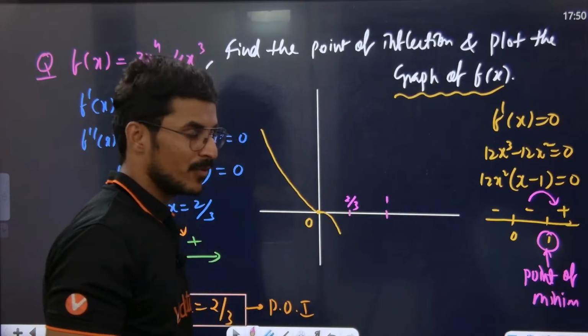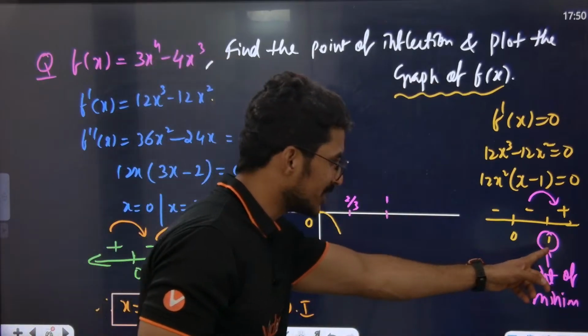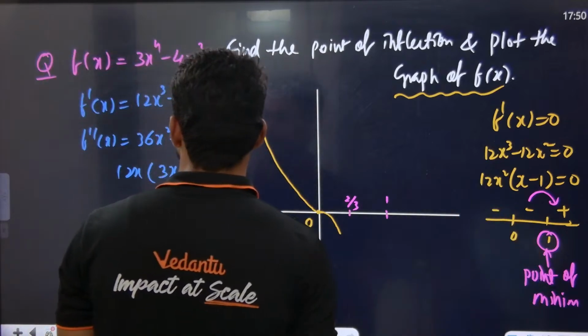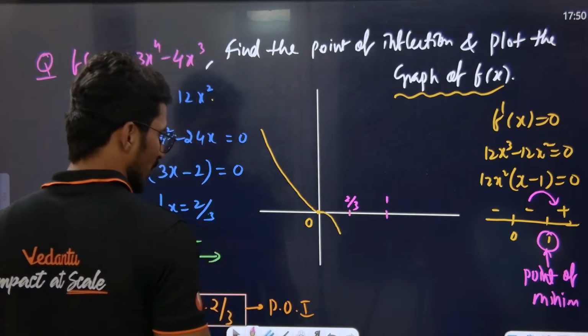Near 1 is a point of minima. So if we put x equal to 1, what will f dash of 1 give? If we put 1, we get minus 1.